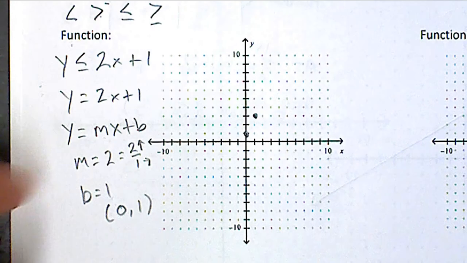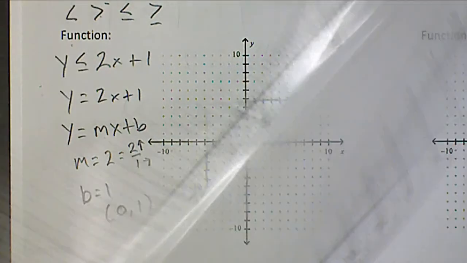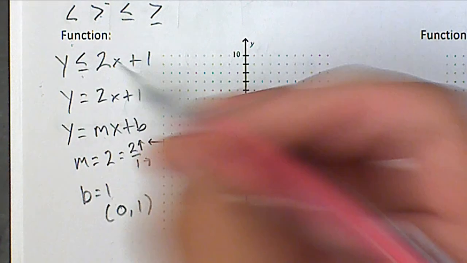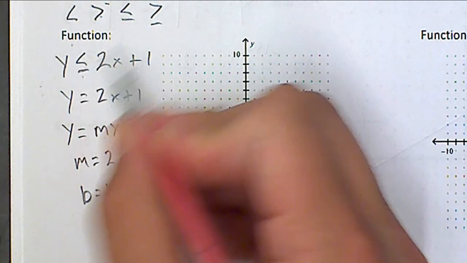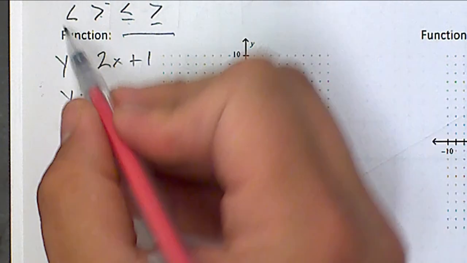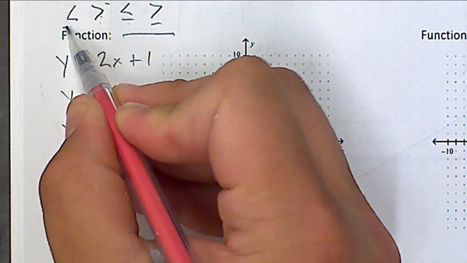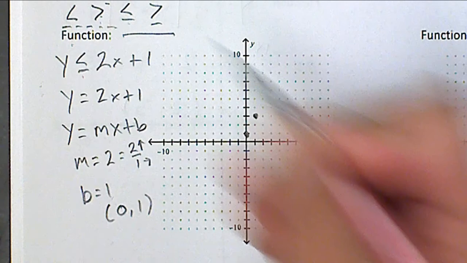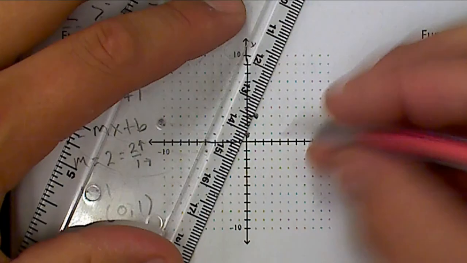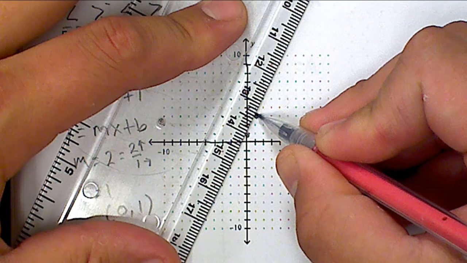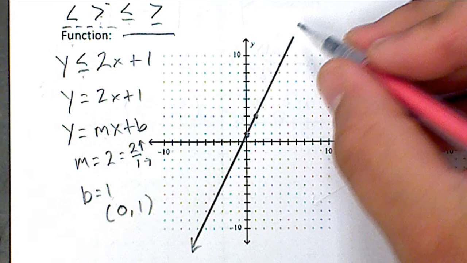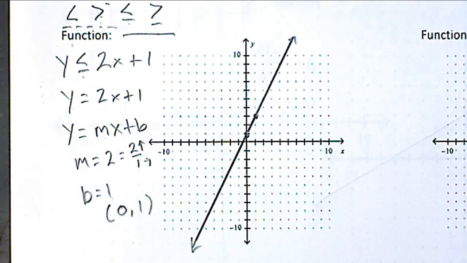Before you start drawing your line with your ruler, look at these symbols. If the symbol is less than or equal to or greater than or equal to, use a solid line. If it's less than or greater than, use a dotted line. This one's a less than or equal to, so we want to use a solid line, like so. Put our arrow, and then the last step is to do some shading.